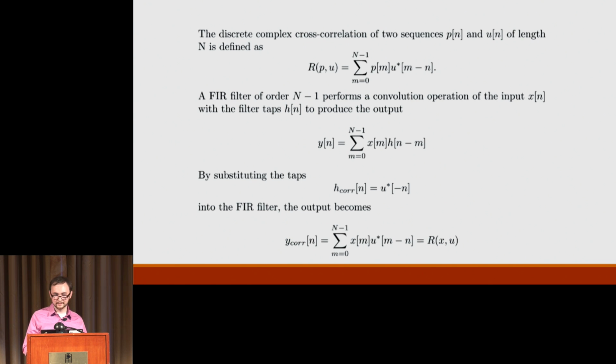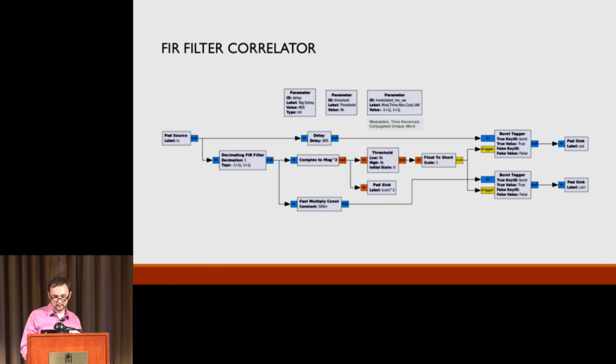How did I implement the correlator? I mean, that's something you guys are probably pretty familiar with. But here I'm just creating the correlator with a FIR filter. Once you do some math and relate it back, you can just use the modulated, time-reversed, conjugated unique word as your FIR filter. So this is the block. All the heavy lifting is done in the FIR filter.